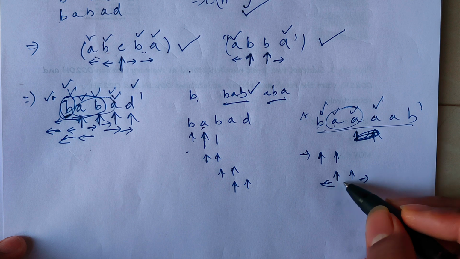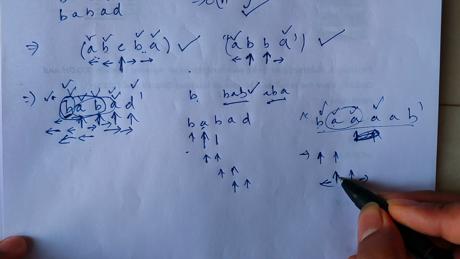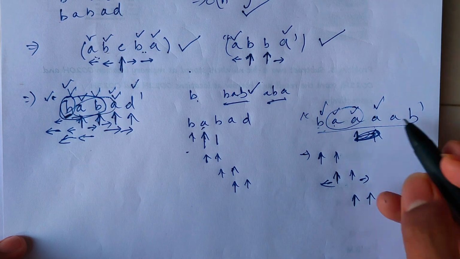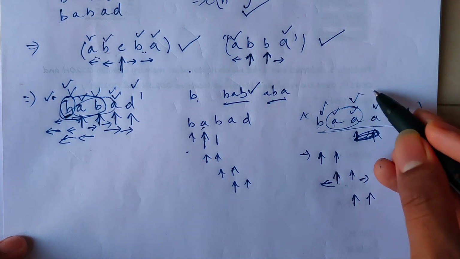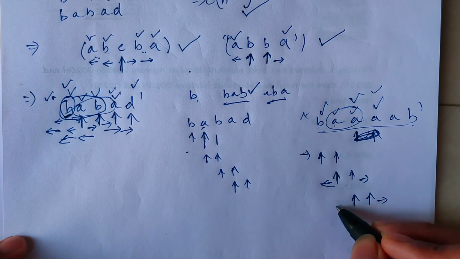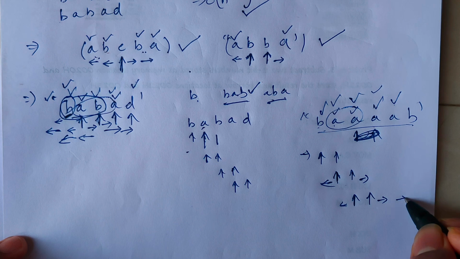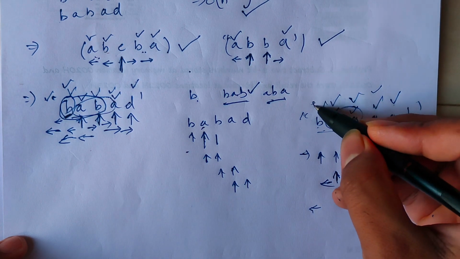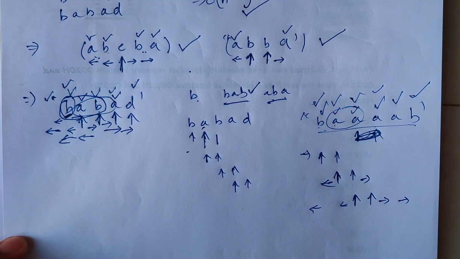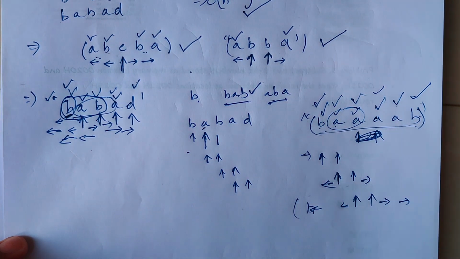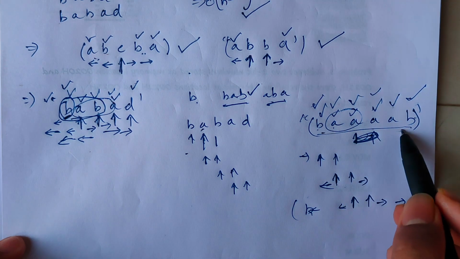Let's go ahead. Let's take the first pointer here and the second pointer here. A and A are equal, let's go right and left. A equal, let's go right and left. B equal, so B equal. So this is the longest palindrome we could get.